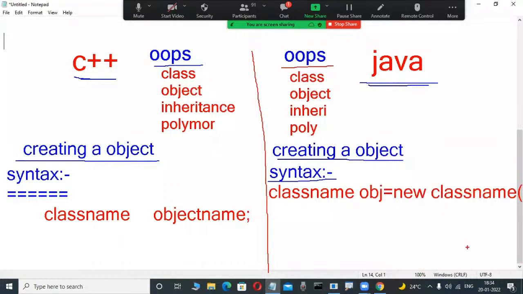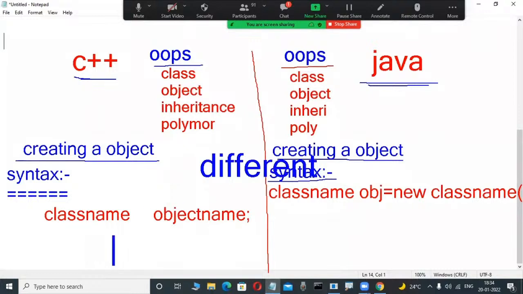That's why, are these two languages syntactically different or the same? Different. Syntactically different. Observe here. Conceptually the concepts are the same, but syntactically different. And the functions are also totally different.